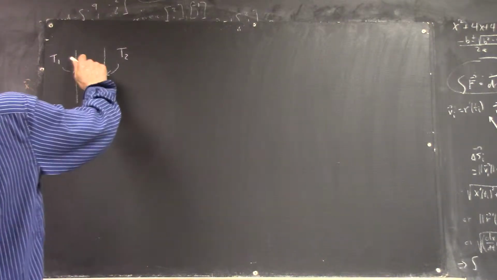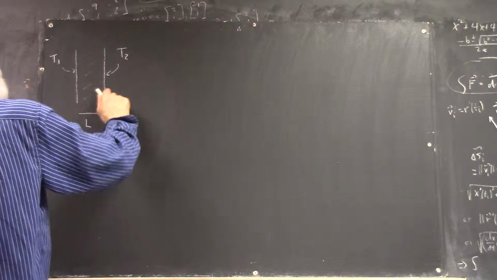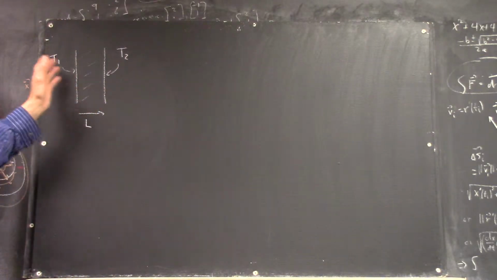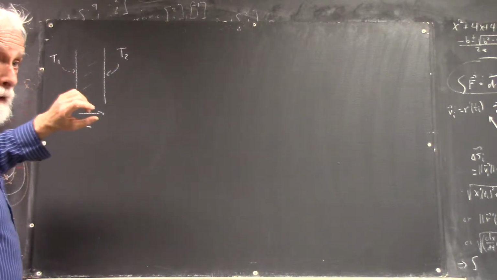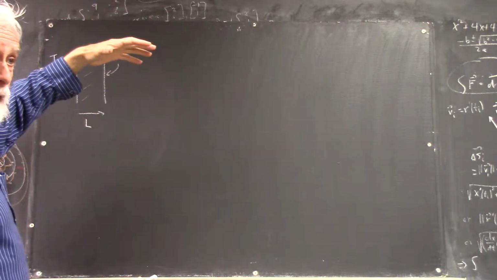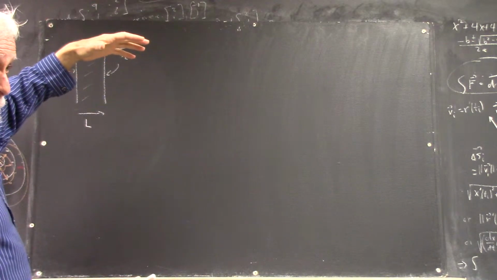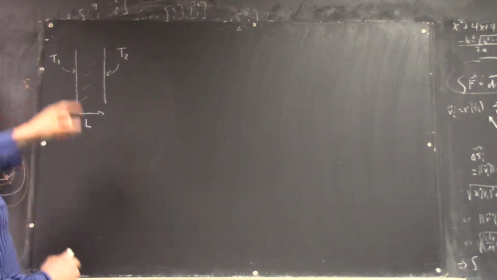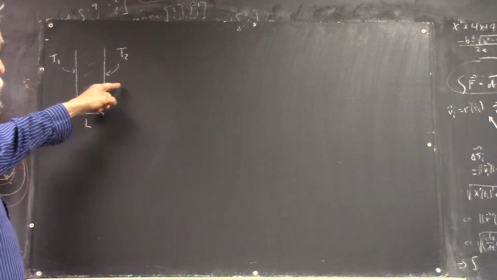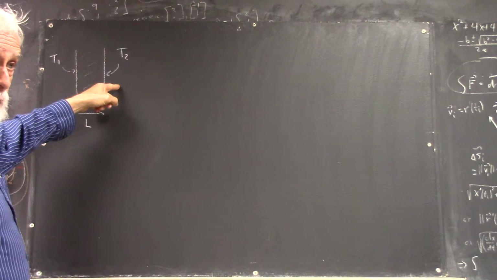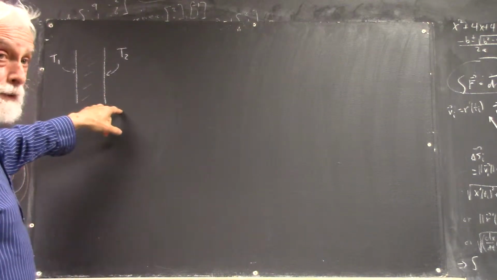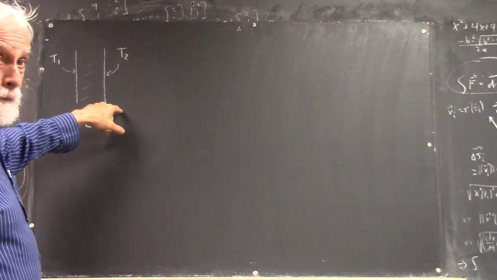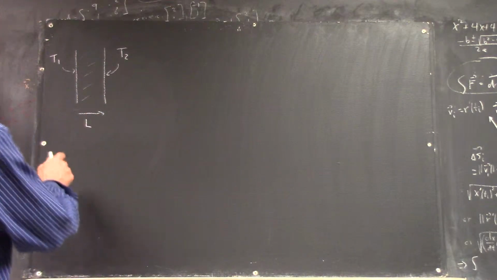So you got some material here, some uniform material and a uniform distance between here and here in some area, and we'll work area into this in a minute, okay? So you got this surface at temperature T1 and this surface at temperature T2. L is your distance from here to here, okay?